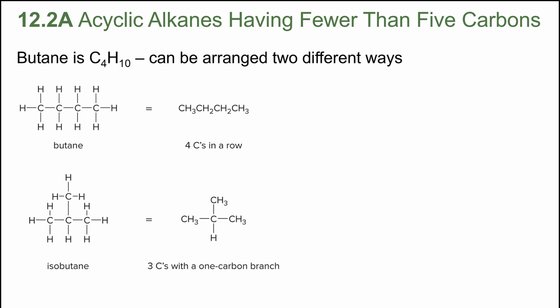Butane can be arranged two different ways. You can have all 4 carbons in a row, and when we write the skeletal structure, it looks like that. So this is 1, 2, 3, 4. We can also have a constitutional isomer of butane. So the formula is C4H10, and there's one way where all the carbons are in a row, but we can also have branching, where there's 3 carbons in a row here, and there's 1 CH3 sticking up off of that.